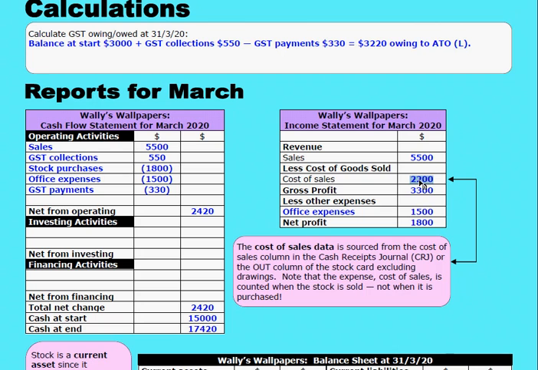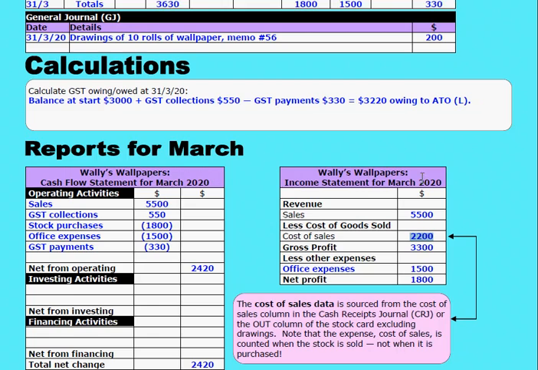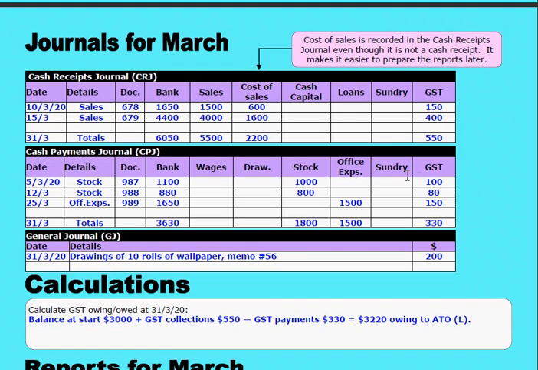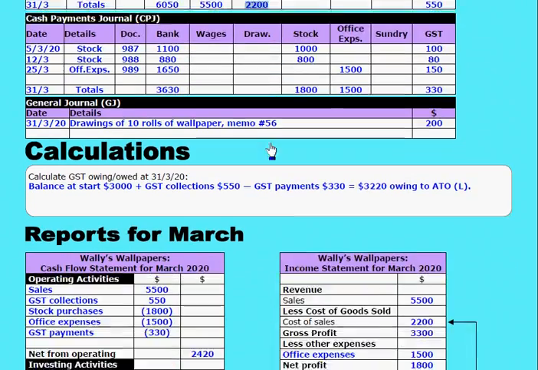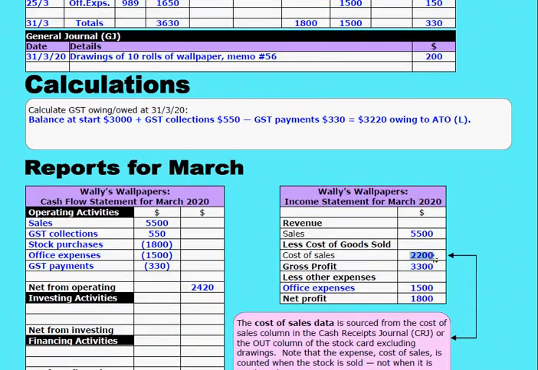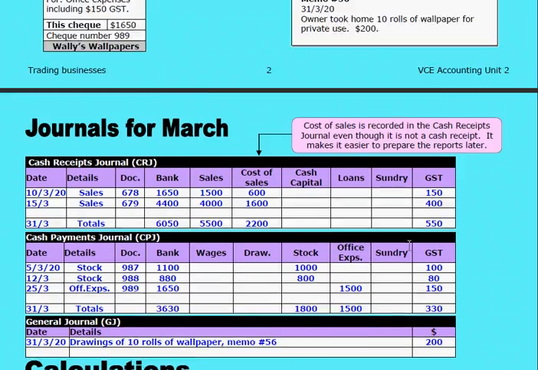To get that figure, we can get it from two places. We can go up to the cash receipts journal, and there it is, that cost of sales column, 2,200. That's why it's there. So when we do the income statement, we have the figure readily available. Cost of sales, 2,200. There it is, 2,200. Or there's another way to get it.